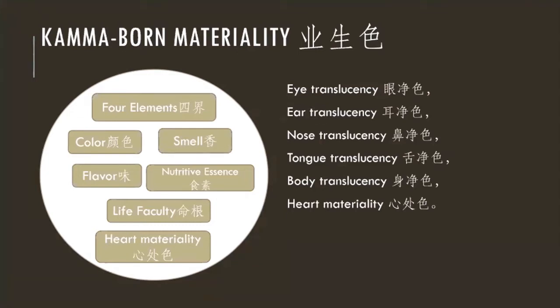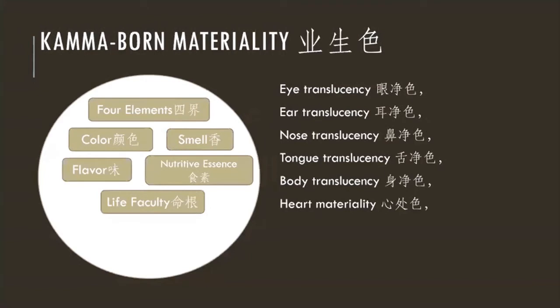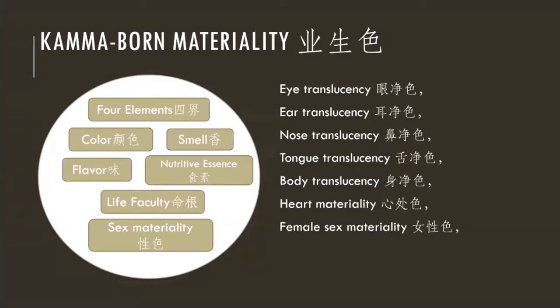So here, we have to add a few more. That is sex materialities. We have two types of sex materialities: female sex materialities and male sex materialities. This materiality will make men and women different. Here we have female sex materialities. This materiality can arise only in females. Then male sex materiality, this one will arise in males.